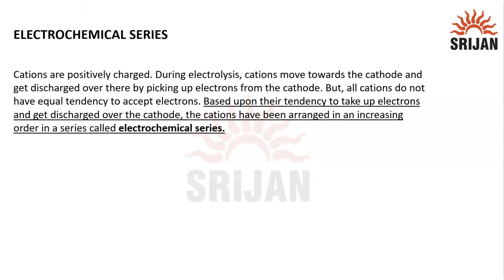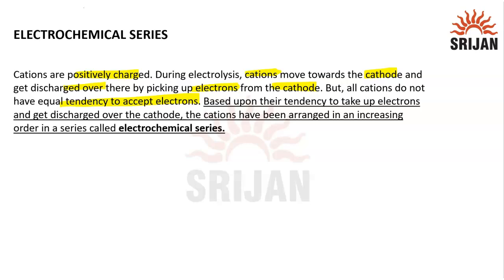In this video, we'll learn about the electrochemical series. Cations, we know, are positively charged. During electrolysis, cations move towards the cathode and anions move, obviously, towards the anode. So they get discharged over there by picking up electrons from the cathode. But all the cations do not have equal tendency to accept electrons.